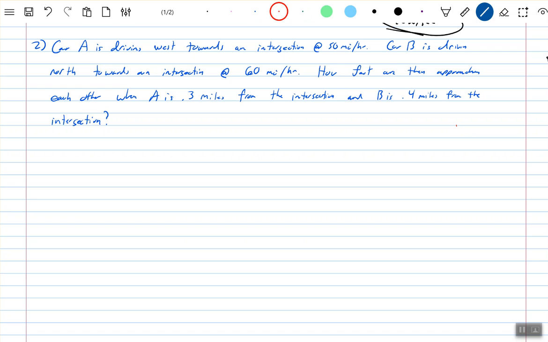Let's say right here, we have our intersection, I. Down here, we have car B. Over here, we have car A. Car A is driving west. I apologize, I built that mirrored. So let's call this the intersection. This is car A, who is driving west towards the intersection at 50 miles per hour. Down here we have car B, who is driving north towards the intersection at 60 miles per hour.